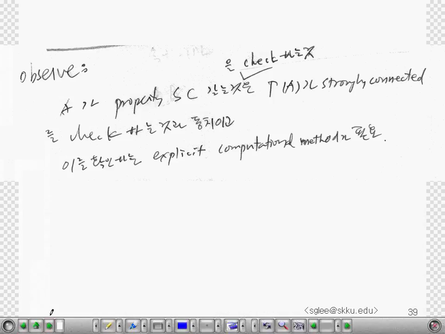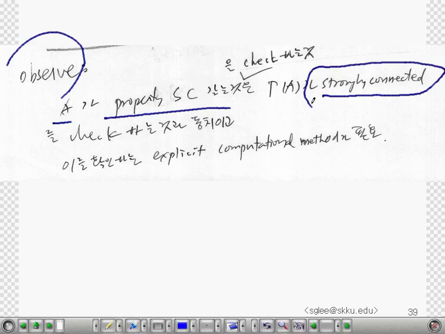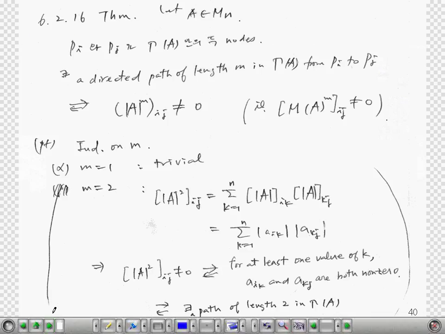There are some things to read. Here, an observation: checking the property SC of A is the same as checking the strong connectedness of the directed graph gamma of A. So they are equivalent, and we can choose what we like to do. And in order to check it, we need some techniques.